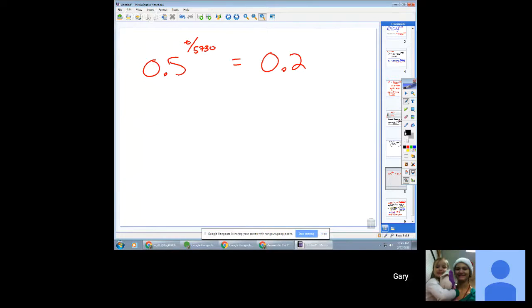Okay, so to rewrite it as a logarithm, the first thing I do is write down the power. The power here is t over 5,730. And a power is always equal to a logarithm. What base should the logarithm have? 0.5, same base as up there, so I write that down here like that. And then parentheses, the target was the 0.2. So that's rewriting it as a logarithm.